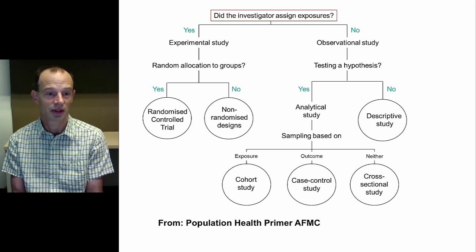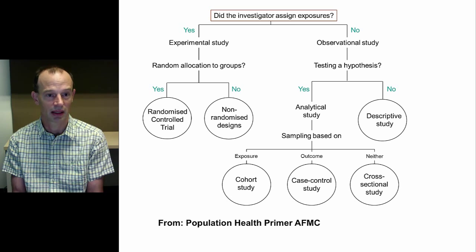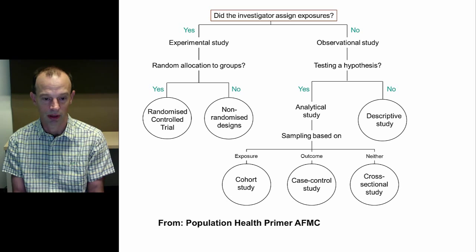And if the answer is yes, then they categorize that as an experimental study. And if no, then it's categorized as an observational study. Then they ask the question, are you testing a hypothesis under observational studies? If you are, you have an analytic study, and if not, you have a descriptive study. And then further down below, analytic studies are the same three groups: cohort, case control, and cross-sectional.